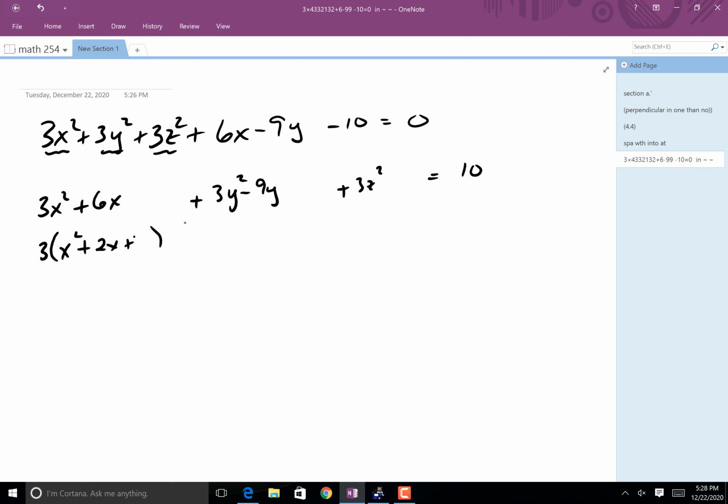Hey, so what do you have to put here so this thing factors as something plus x plus something squared? What do you have to do? Well, that's called completing the square. And so if you do that, what are you going to do?